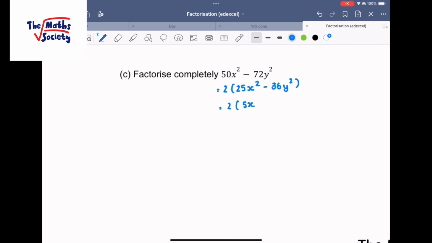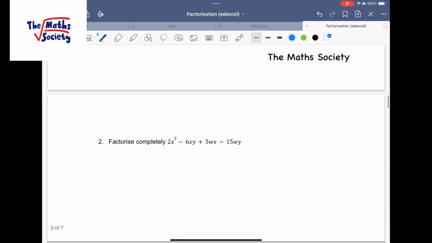That's 5 squared is 25, minus 6 squared is the square number of 36. So 5x minus 6y, and you have another bracket, which is going to be a plus. Let me just write it again. 5x plus 6y. And that should be your answer. And then we will move on to number 2.